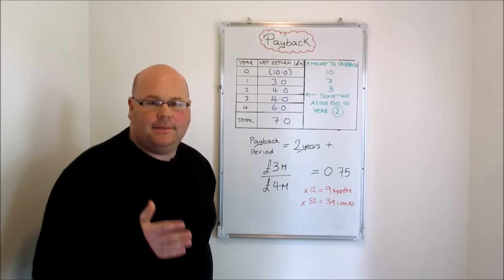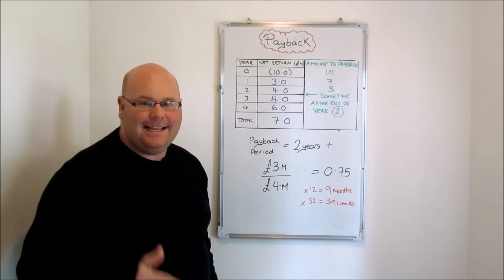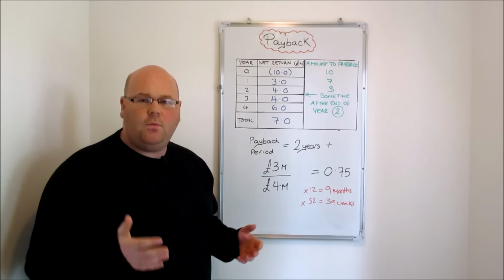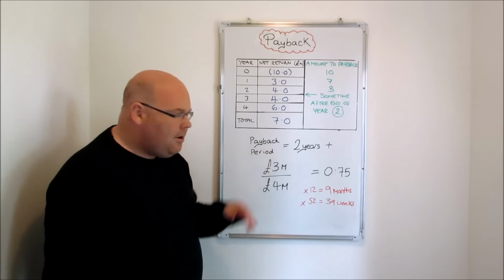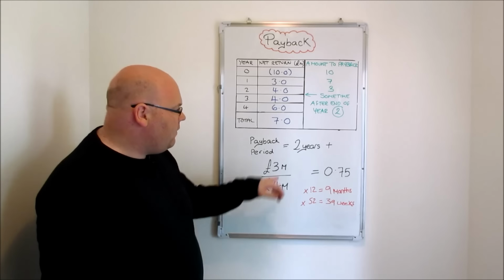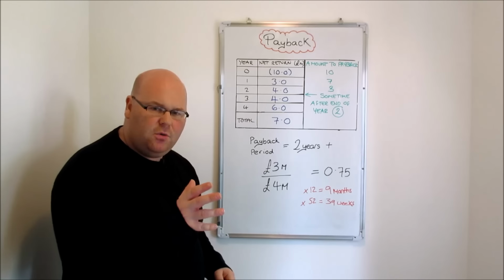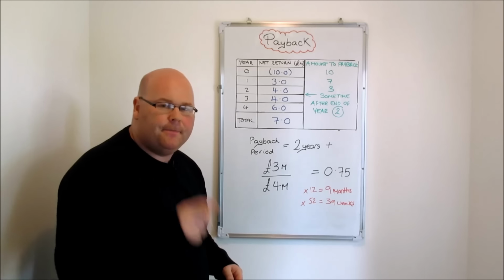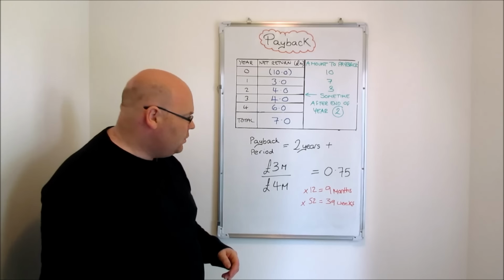Well, we need a little sum to calculate how long exactly into that third year this project takes to pay for itself. And the sum we use is dead simple. To calculate the exact payback period, we've already counted through 2 full years. So the answer is going to be 2 years and a proportion of the third year. Here's how we calculate that proportion.